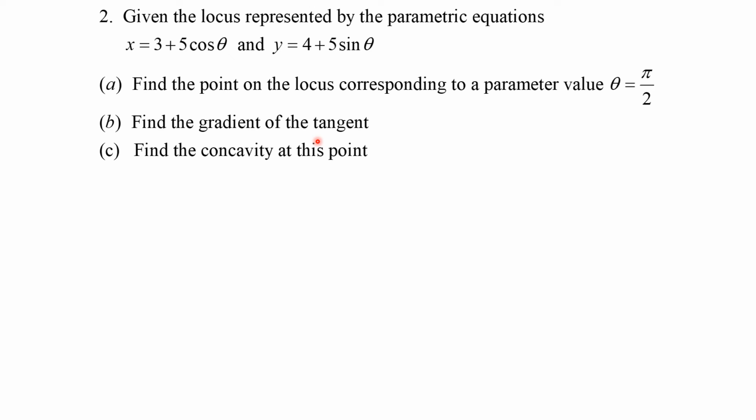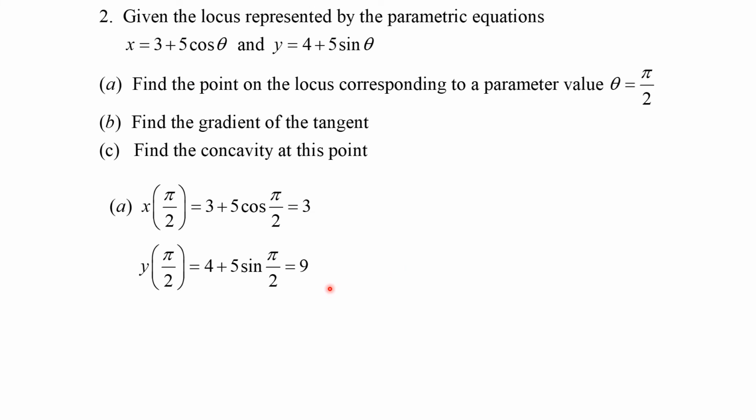Okay. And the third one is to find the concavity. Concavity here relates to the second derivative, d squared y over dx squared. So we will apply what we learned just now. Okay. So you substitute theta as pi over 2 into x and also y in order to get a point. Thus the point on the locus is actually (3, 9).